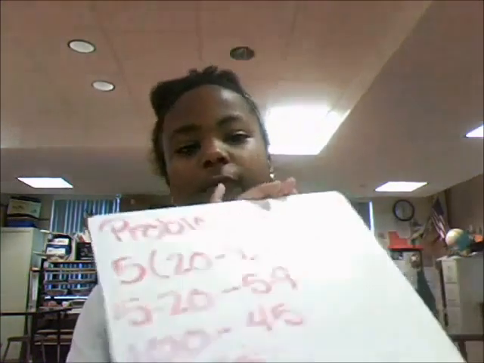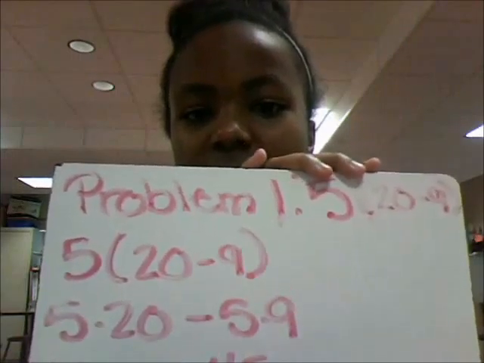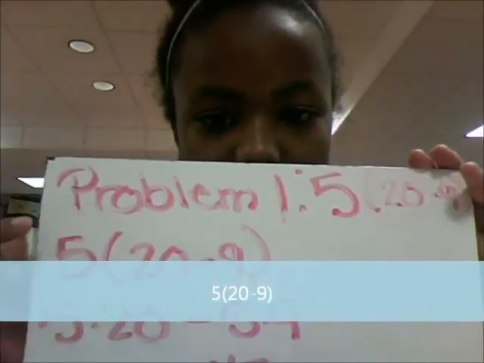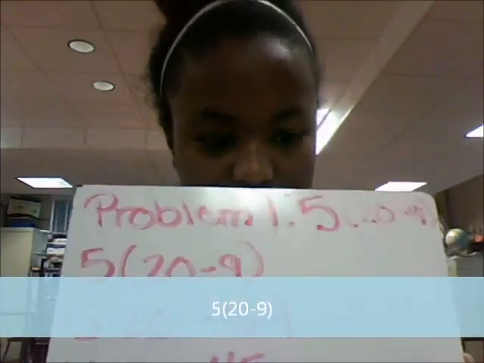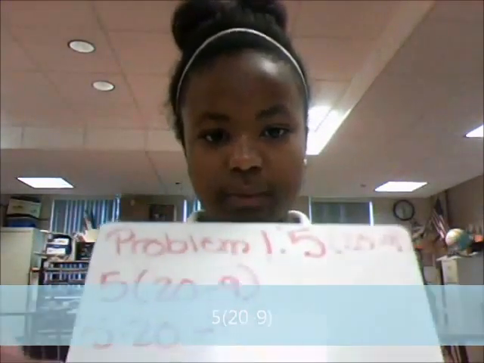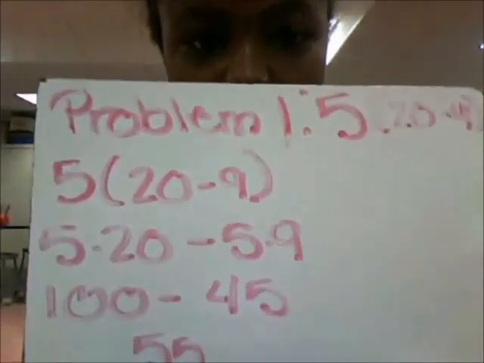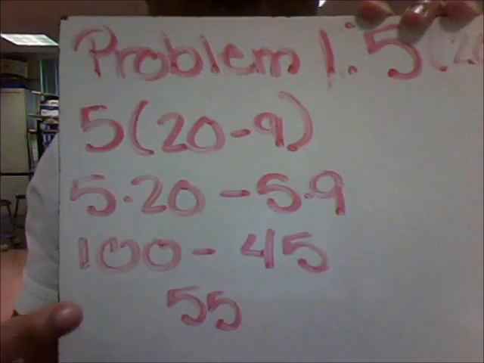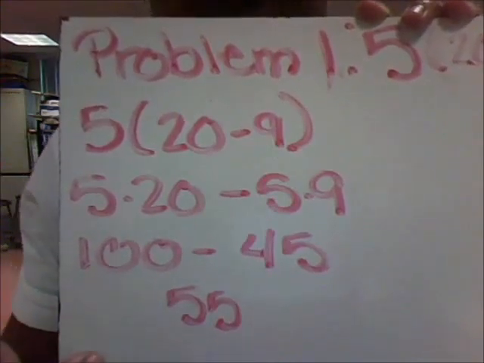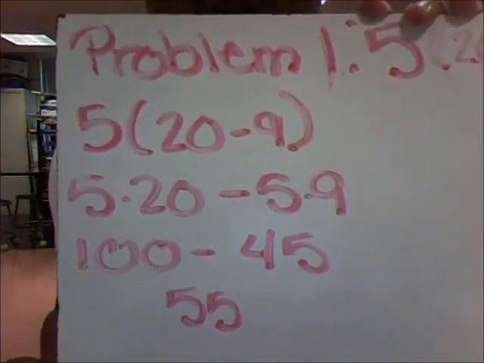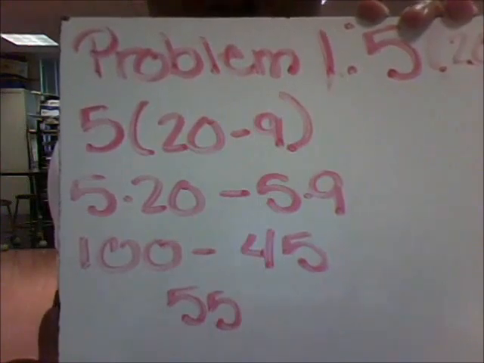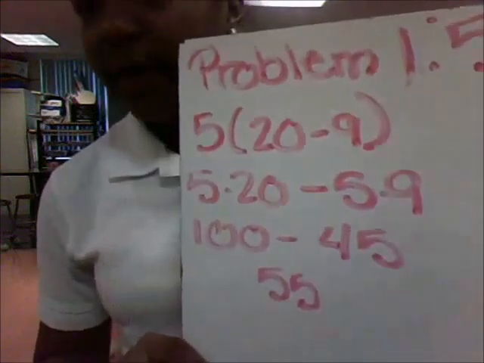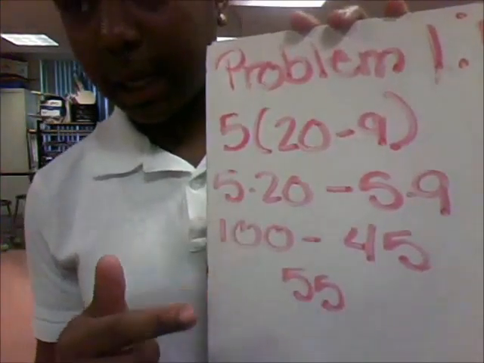So let's start off with this problem. 5 outside of the parentheses with 20 minus 9 inside of the parentheses. As you can see, I started here with the original problem. Now, as we go along, you'll see that I broke down the problem. 5 times 20 minus 5 times 9, 100 minus 45. Then I get the answer of 55.